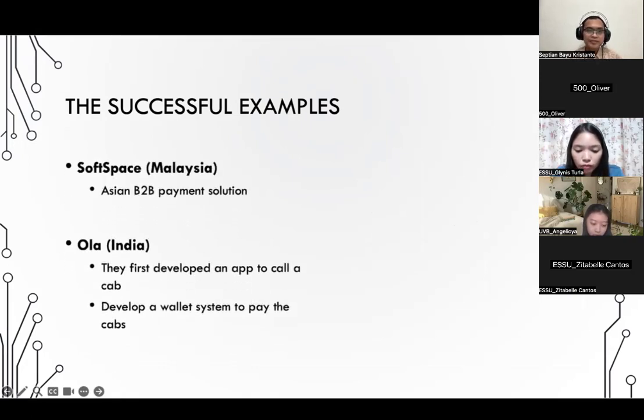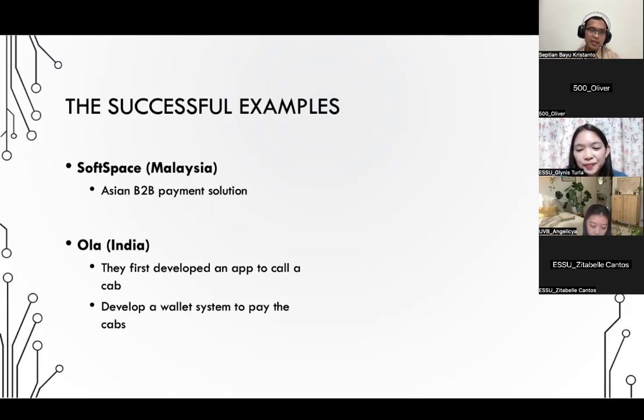Moving on from India, we can find another successful example from Malaysia. In Malaysia, they have a business-to-business payment solution. This application, Soft Space, connects companies with each other, inside and outside of Malaysia.